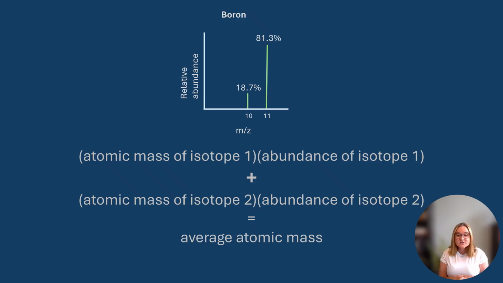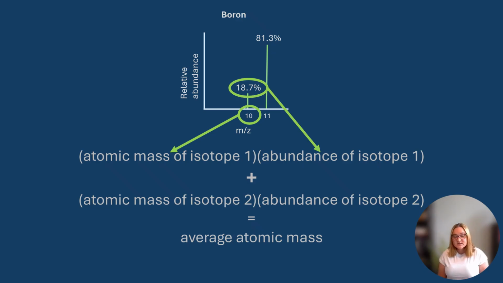Now let's combine the spectrum we saw earlier with the equation for average atomic mass. Our spectrum tells us that the atomic mass of this first isotope is going to be 10 AMU. I find this value on the x-axis of my spectrum. Usually there will be a series of values on this x-axis. This spectrum has just been minimized for clarity.